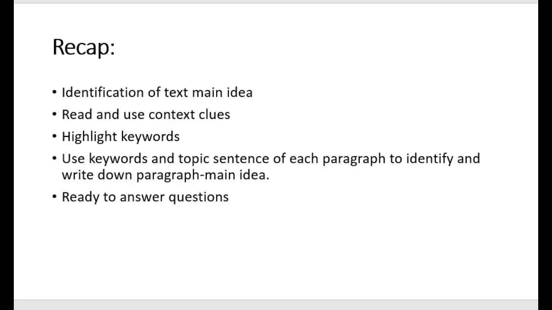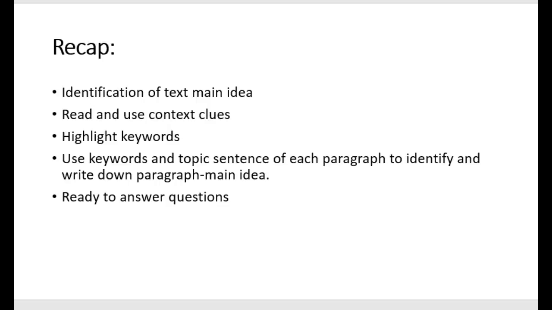Just to recap on what we've been doing thus far, we focused on the steps that are required in order to ensure we reach that level of full understanding of the text. In order to do this, we first of all need to, step 1, identify the main idea of the entire text. After doing this, we then need to read through the text in its entirety and use context clues in order to establish the meanings of unknown words.